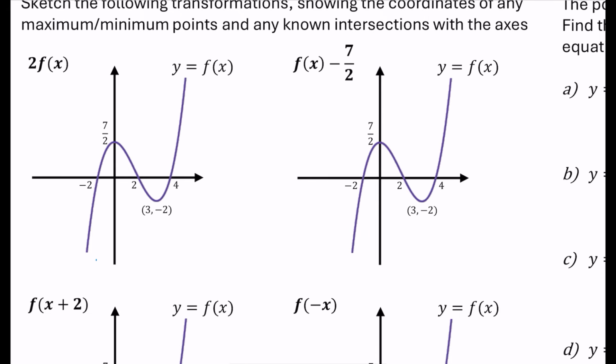This is not going to be my finest hour in terms of drawing. And instead of it going to 7 over 2, it's going to stretch all the way up to 7. It's still going to cross at 0 here because 0 times 2 is 0. That minimum point is going to come down lower. It's going to cross at the 4, and it is going to stretch up more like this. Now it's still crossing at the 4, the 2, and the minus 2. I just need to relabel this point, which is going to be a 7 instead of a 7 over 2. And this minimum point is still at the x coordinate of 3, but it's stretched down to minus 4.